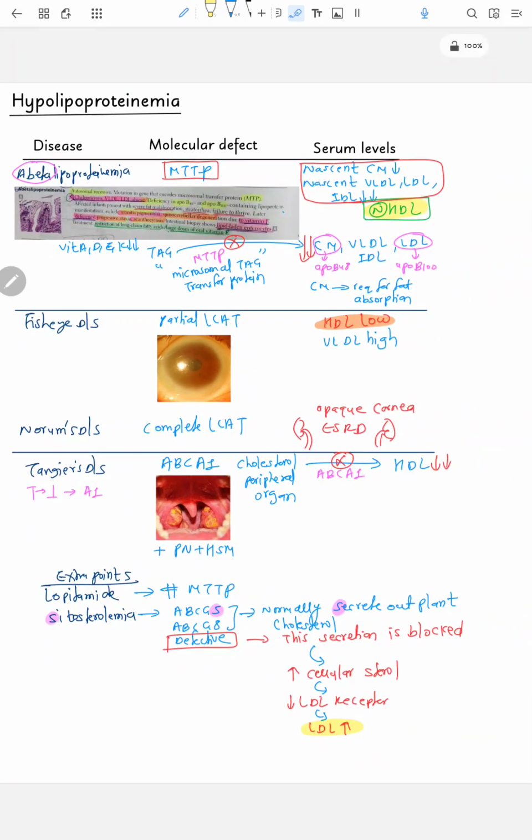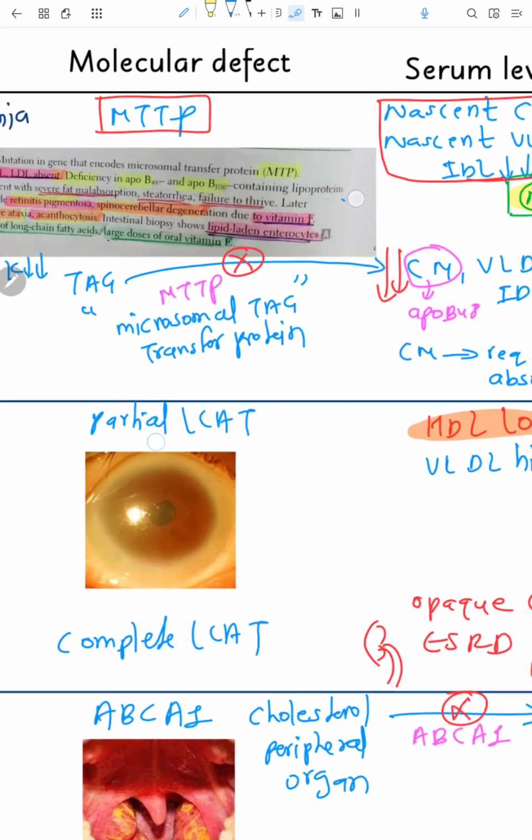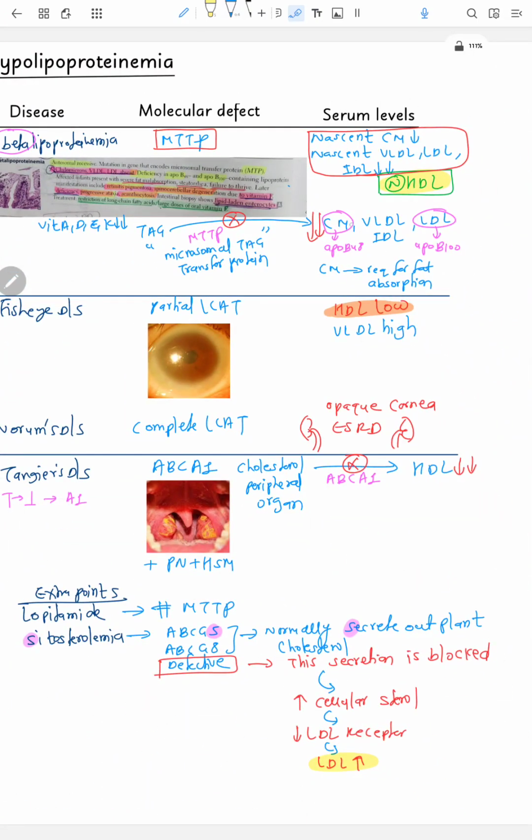Now also, why are ApoB48 and ApoB100 written there? See, we know that ApoB48 is specific for chylomicron and ApoB100 is specific for LDL. Okay, so this will be decreased.